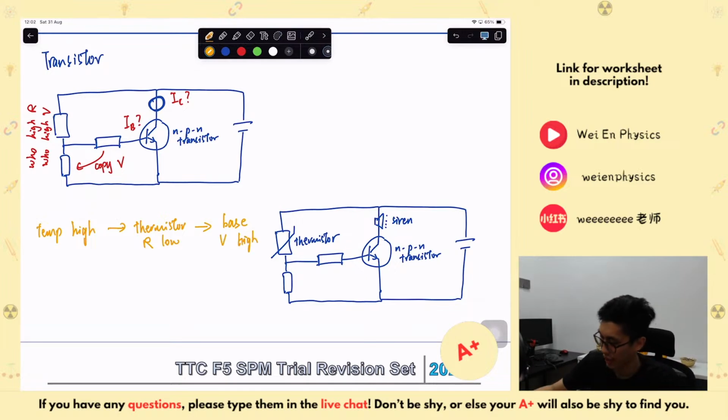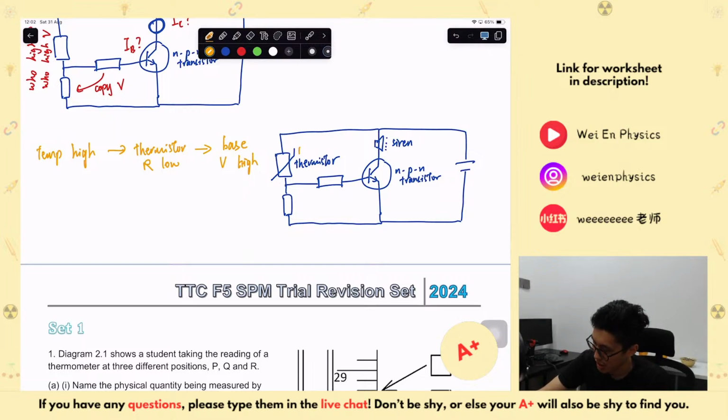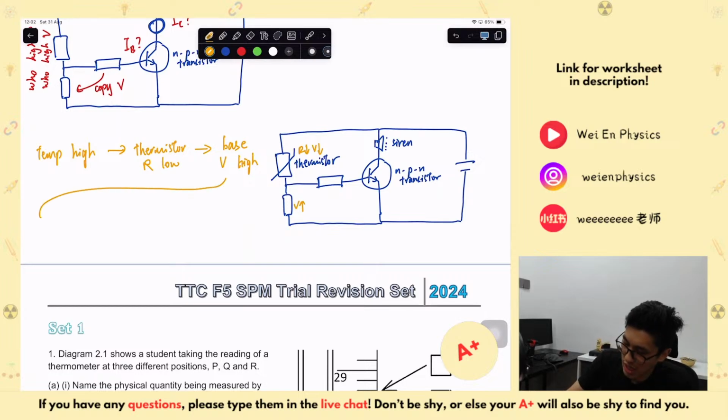Let me tell you why. If this one has low resistance, his voltage is low. That means the other one that's fighting for the voltage will get more voltage. Correct or not? He will get more voltage. And if he gets more voltage, then this person will copy. This is the base. So the base will copy his voltage. So base voltage is high.